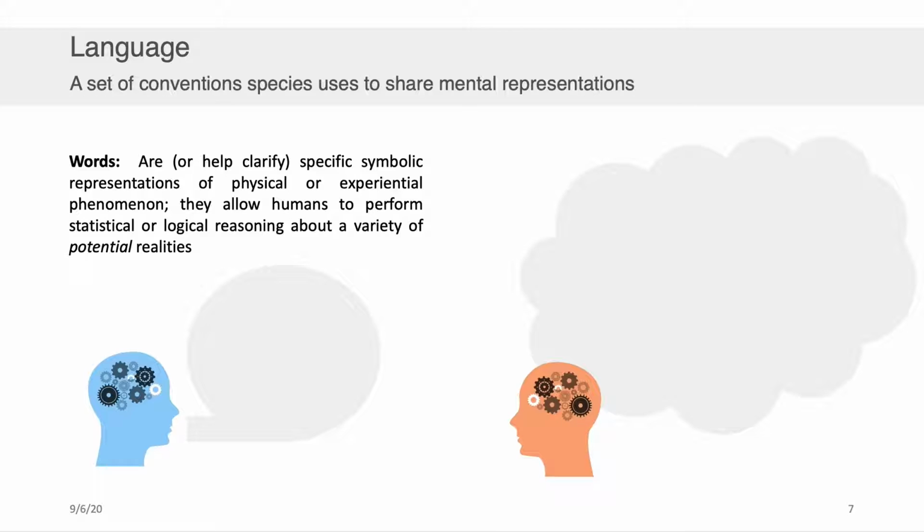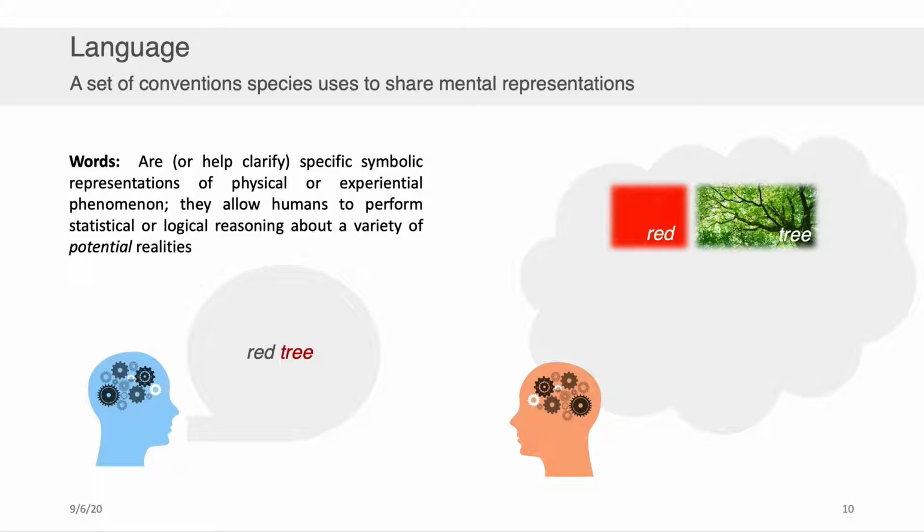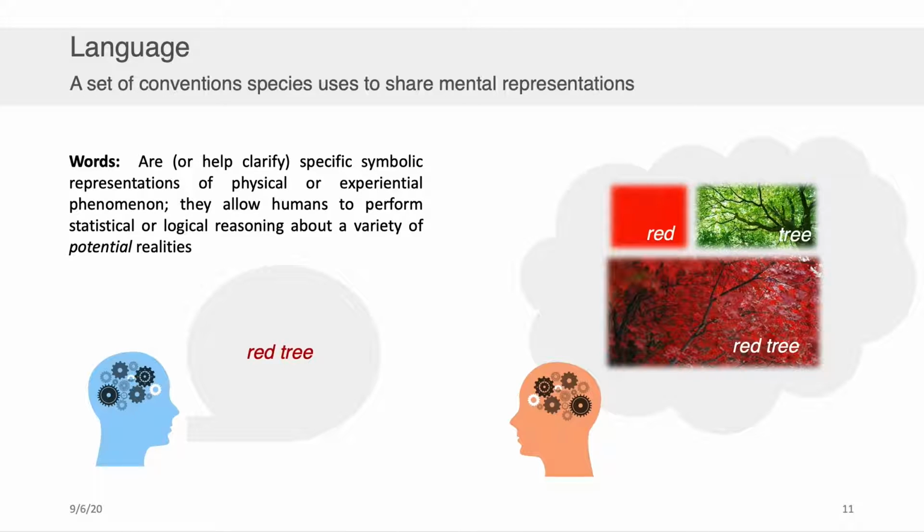So language is a set of conventions that our species uses to share mental representations, and words are specific components of those representations that we're sharing. They allow us to communicate specific physical or experiential phenomena so that we can perform statistical or logical reasoning about potential realities. You may recall from our first example in the lecture, we spoke about a red tree. But when I say the words red tree, there's some idea in your mind's eye about what red is. There's some other idea in your mind's eye about what a tree is, and you can combine those two images together to create a red tree.